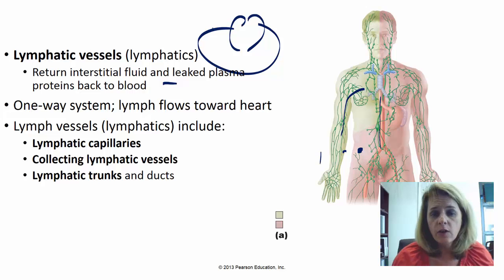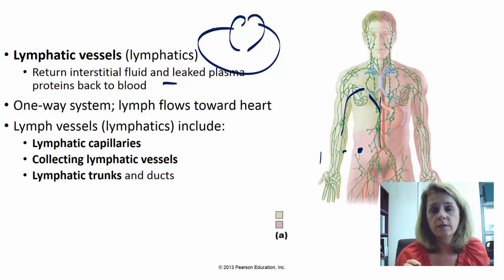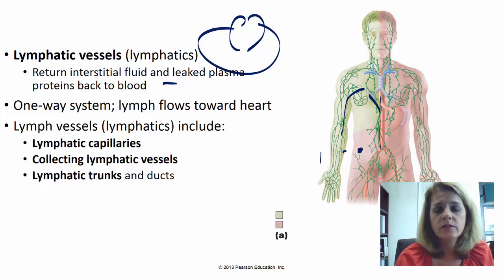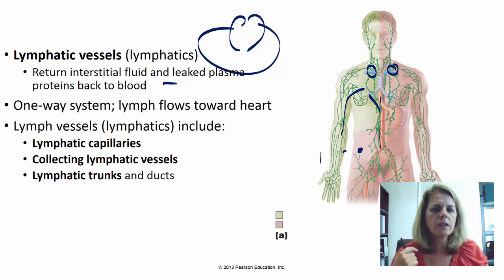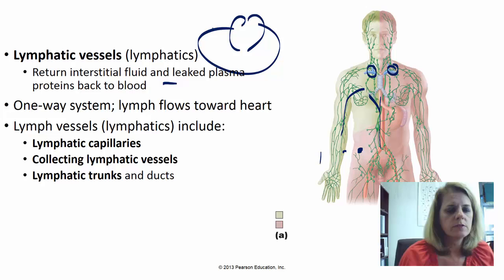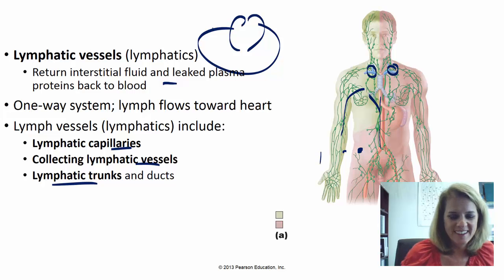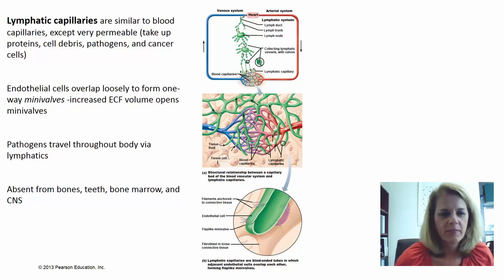The way it gets to the heart is these lymphatic vessels coalesce to form what are called large ducts, and I'm going to talk about that in just a second. Those ducts will empty into the venous return near the vena cava, and I'll give you some more specifics on that in a minute. These lymph vessels include the lymph capillaries, the collecting vessels, and the lymphatic trunks and ducts.